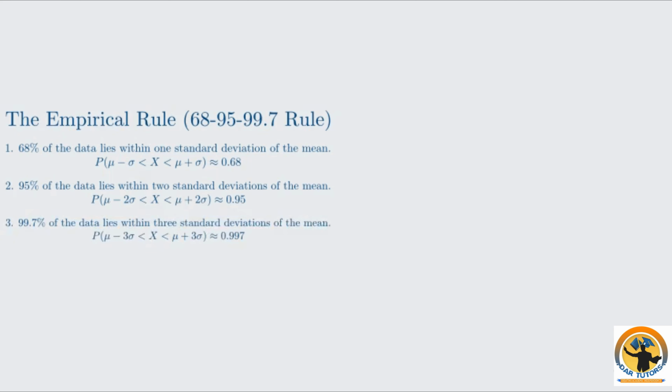And third, approximately 99.7% of the data lies within three standard deviations of the mean. The probability that x is between m minus 3s and m plus 3s is about 0.997. This tells us that nearly all data in a normal distribution falls within three standard deviations of the mean. The symmetry of the curve is incredibly useful here. Because the mean is in the exact center, we can bisect any of these intervals.